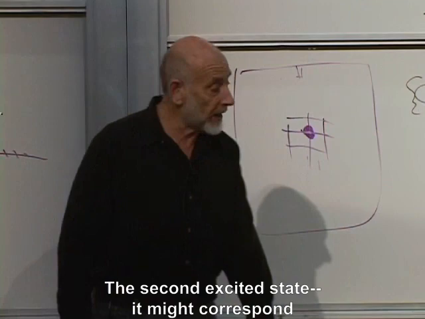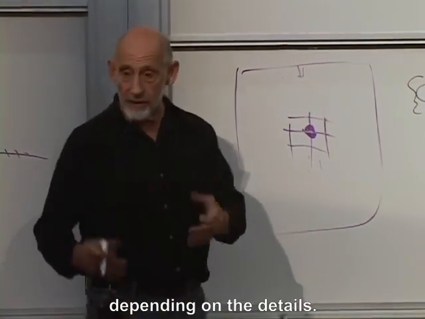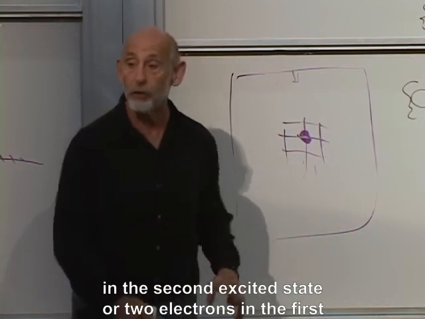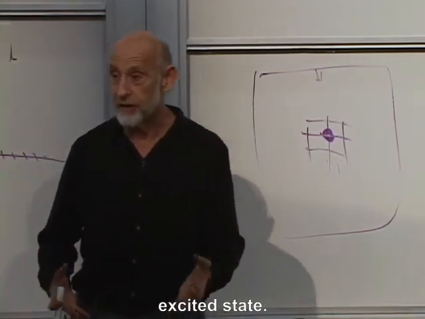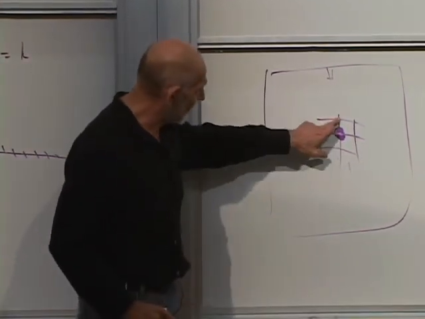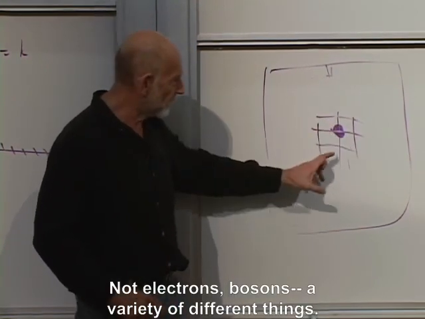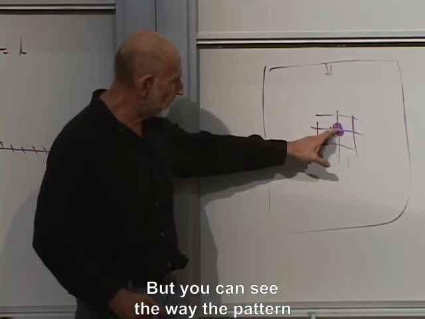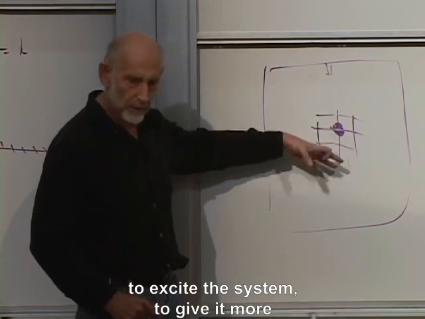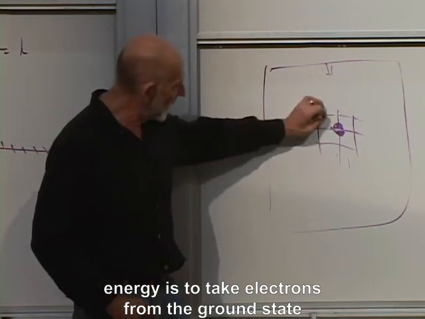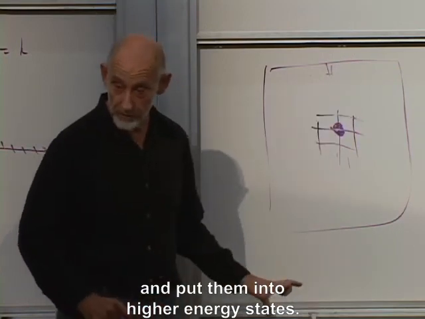The second excited state, depending on the details, might correspond to putting 1 electron in the second excited state or 2 electrons in the first excited state. But not electrons, bosons. A variety of different things. But you can see the pattern: to excite the system, to give it more energy, is to take electrons from the ground state and put them into higher energy states.